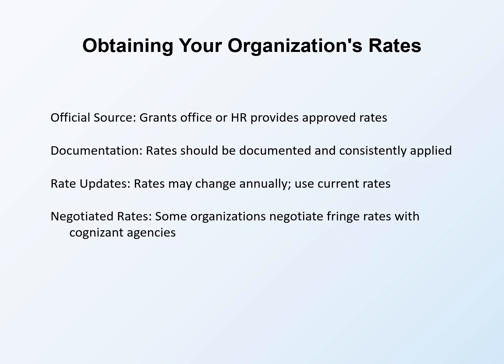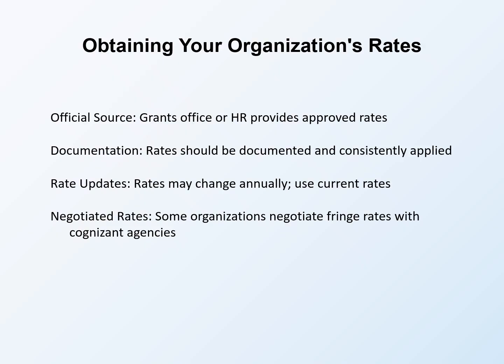Rates may change annually as benefit costs change. Health insurance premiums typically increase each year. Retirement contribution levels may be adjusted. Use current rates when preparing budgets, and update ongoing projects when rates change. Some organizations may be able to request revised budgets or supplements when fringe rates increase substantially.